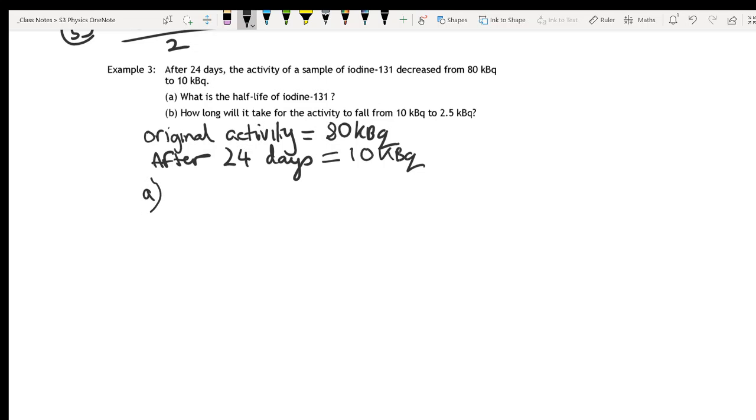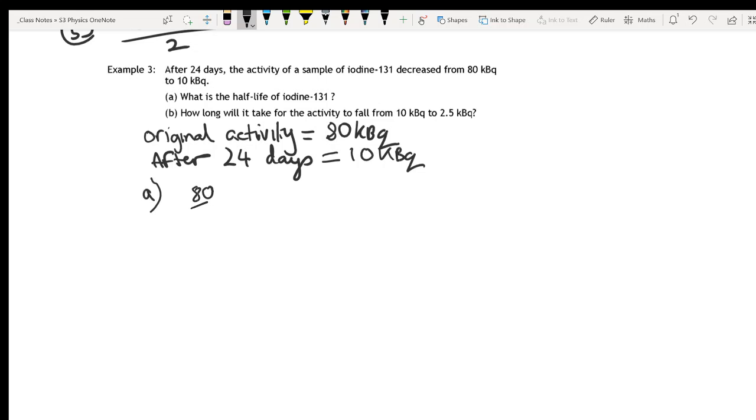So after 24 days, the activity of a sample of iodine-131 decreases from 80 kilobecquerels to 10 kilobecquerels. Part A asks you to find the half-life of iodine-131. We've got an original activity of 80 kilobecquerels, and it decreases to 10 kilobecquerels after 24 days. So we want to know how many times you divided by 2 to get to 10. You can do the ladder thing again.